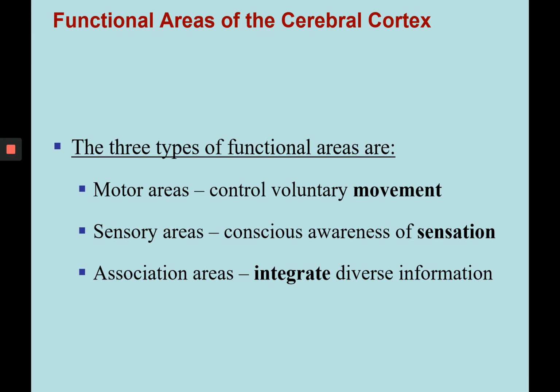Some functional areas of the cerebral cortex are things like motor areas, sensory areas, association areas. So these are the functions of the cerebral cortex. There's parts of the cerebral cortex that receive sensory information that make us aware of sensation consciously. And then there's areas of the cerebral cortex that are responsible for getting an output signal together and controlling voluntary movement. Voluntary movement is movement of skeletal muscle, or contraction of skeletal muscle to move our body. So that would be voluntary movement.